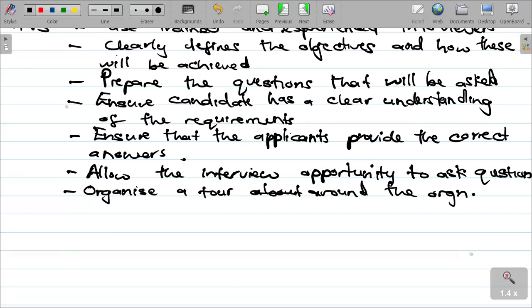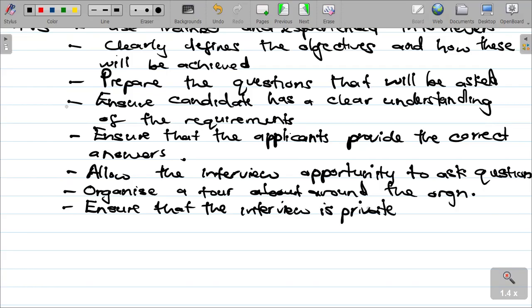And also, you are supposed to ensure that the interview is private, and avoid interruptions during the interview. You're supposed to avoid interruptions during the interview.